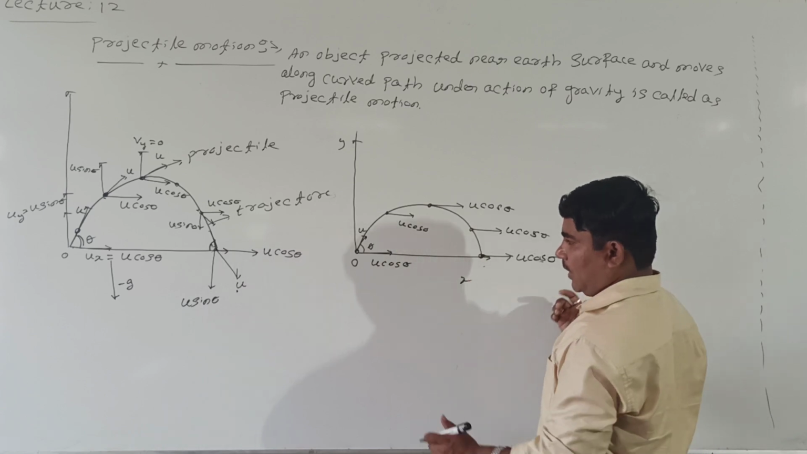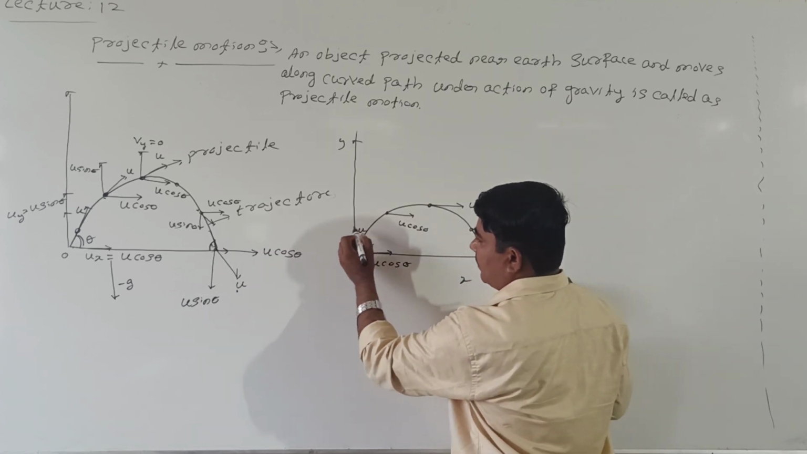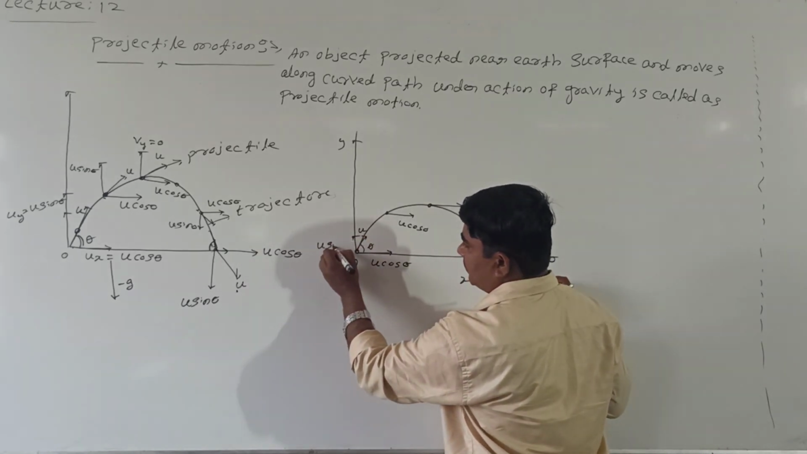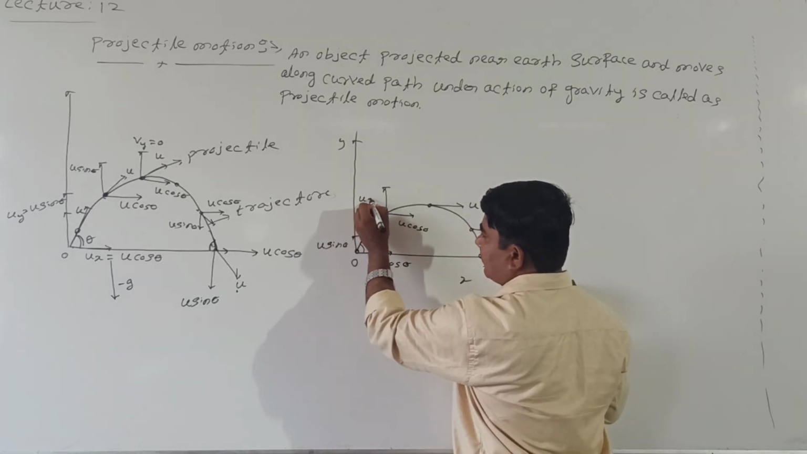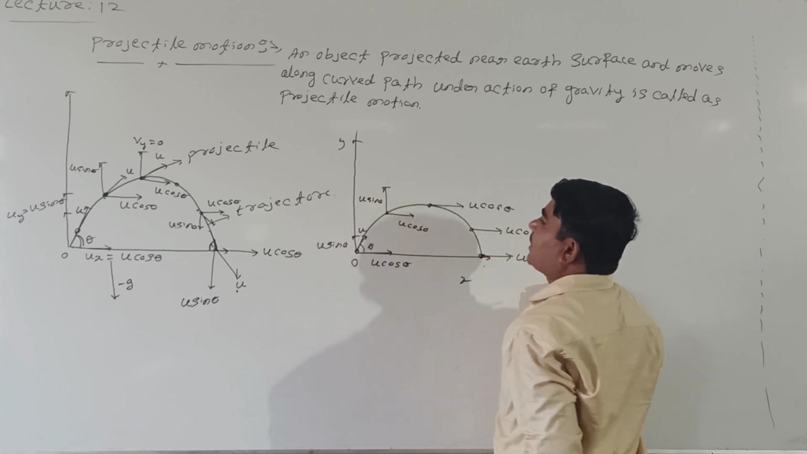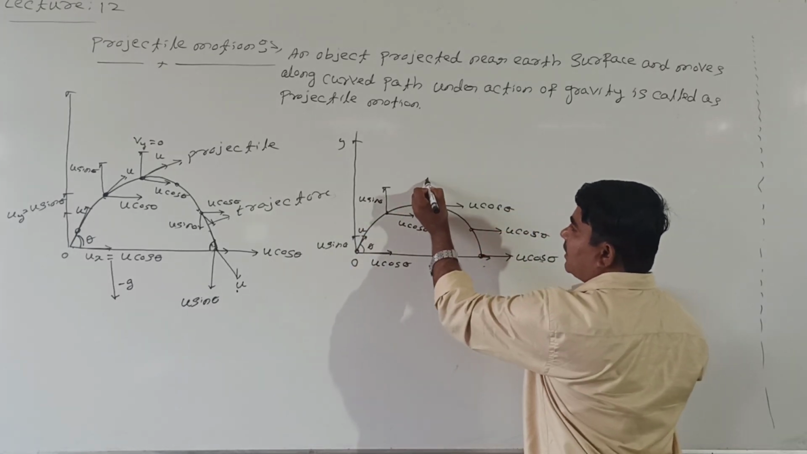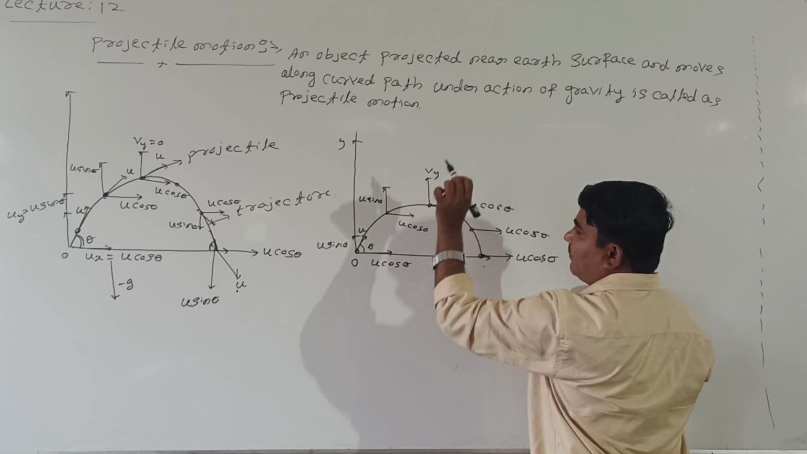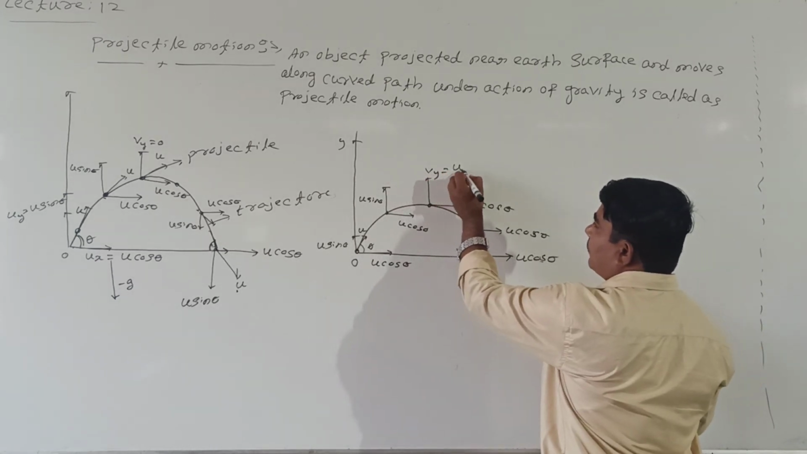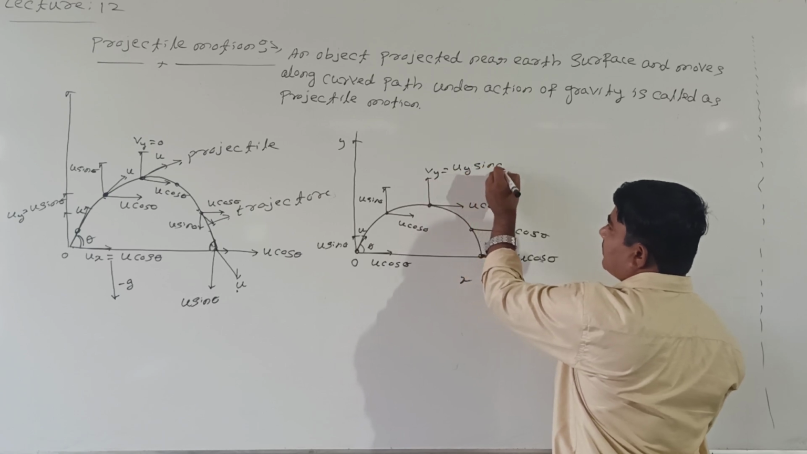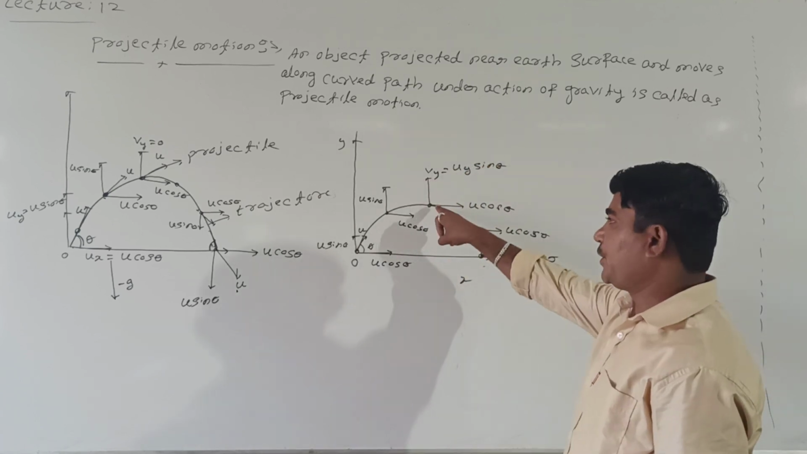But what about vertical velocity? Here, vertical velocity how much? This is u sin theta. What about this? This is u sin theta. Here, how to take? This is nothing but the final velocity that I am taking as Vy. Vy equal to u sin theta, the final velocity at this point.